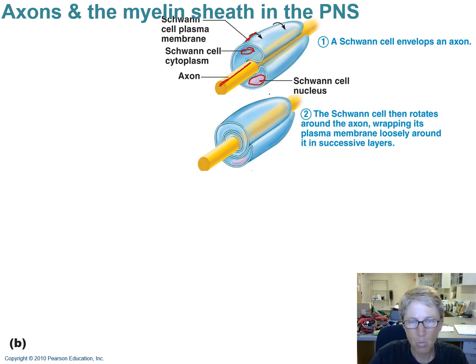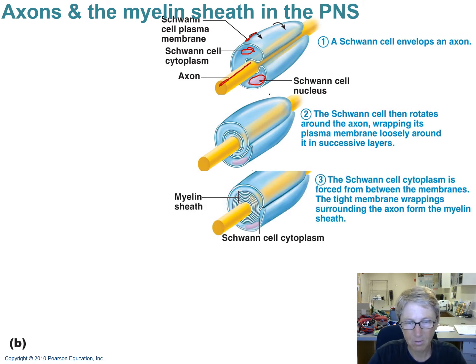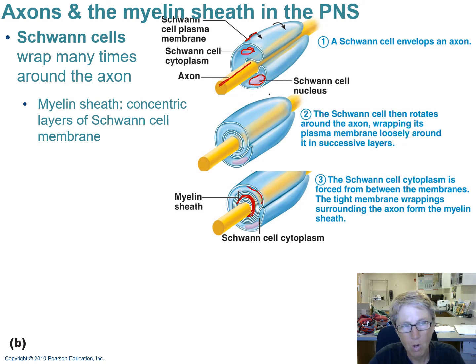So the Schwann cell, once it starts wrapping around the axon, it just keeps wrapping its plasma membrane around the axon in successive layers. And then as you wrap a cell around this axon, the cytoplasm is forced from between the membranes. So here's the Schwann cell plasma membrane, but all the cytoplasm has been pushed out here to the periphery. So Schwann cells wrap around many times around the axon.